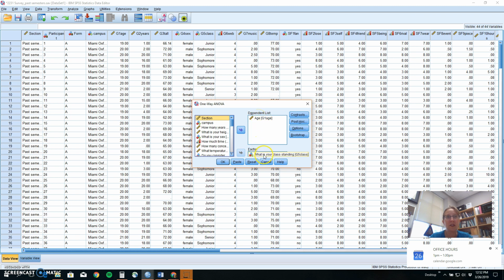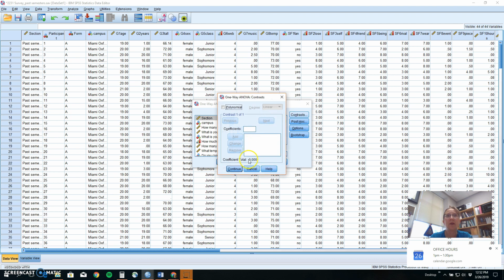In this case, I'm going to look at class standing to see if there is a difference between people in different years in college, freshman, sophomore, junior, senior, on their age. And you might already kind of look and go, yeah, I'd expect those seniors to be older than freshmen, right? So we're starting with a kind of common sense example to help you see what the test really does.